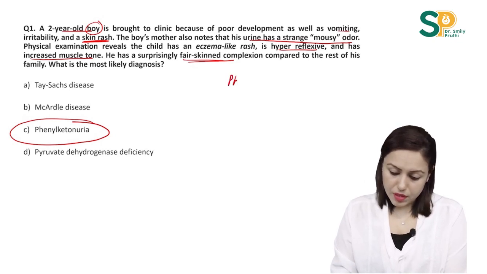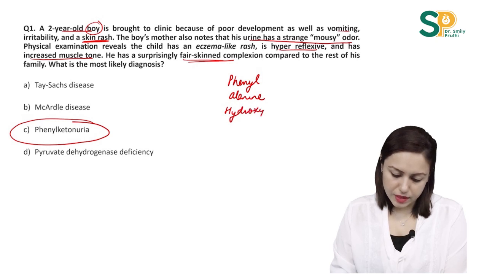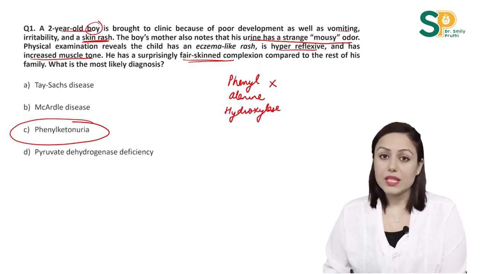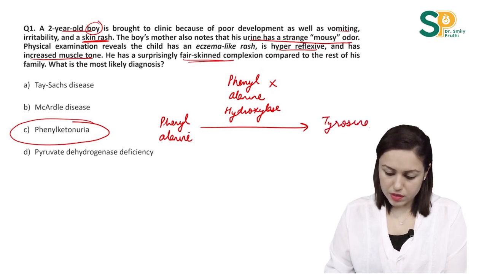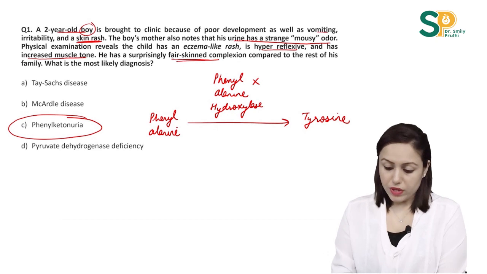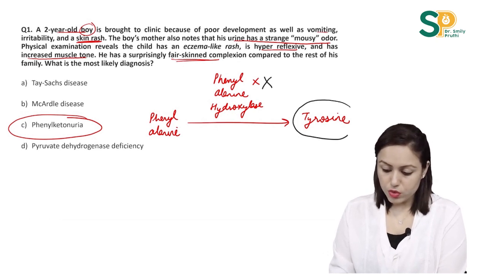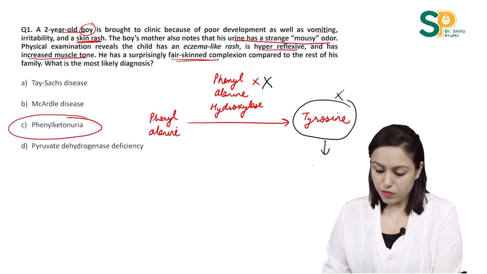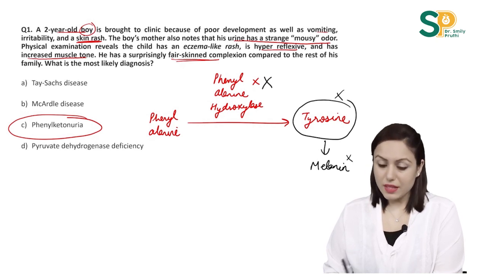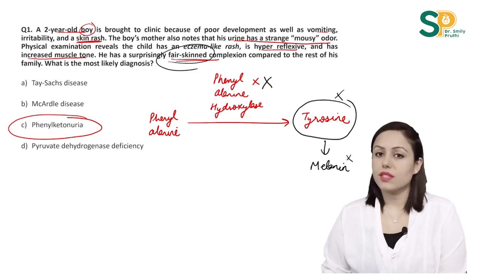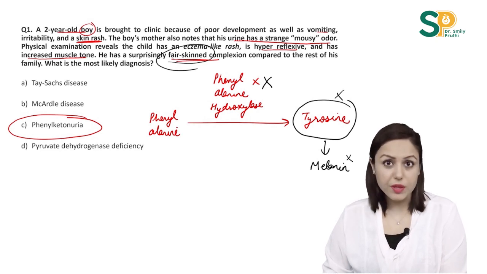So, what is the defect in phenylketonuria? The enzyme phenylalanine hydroxylase is defective. This enzyme converts phenylalanine to tyrosine, right? So, when this enzyme is not working, tyrosine is not formed, and tyrosine forms the pigment melanin. When melanin is not formed, that's why this patient has fair skin as compared to the rest of his family, right?